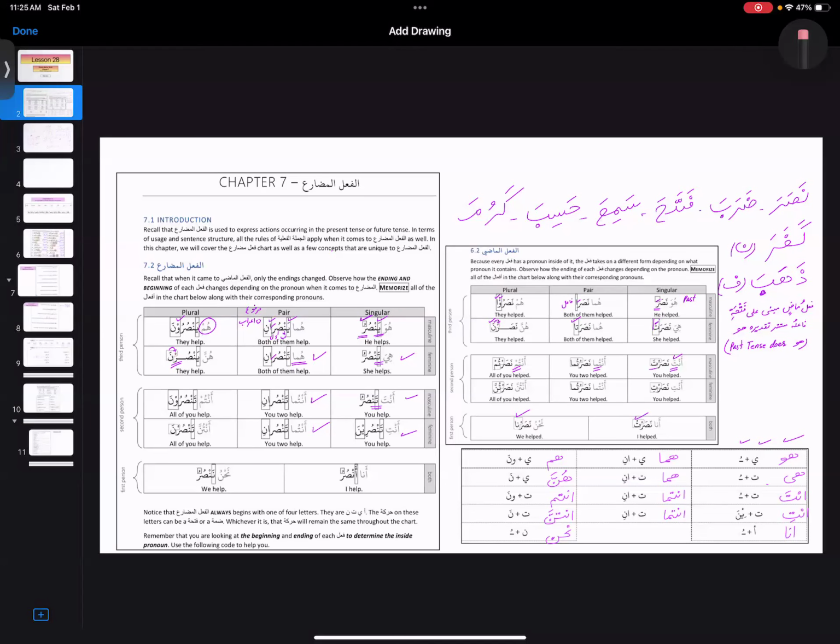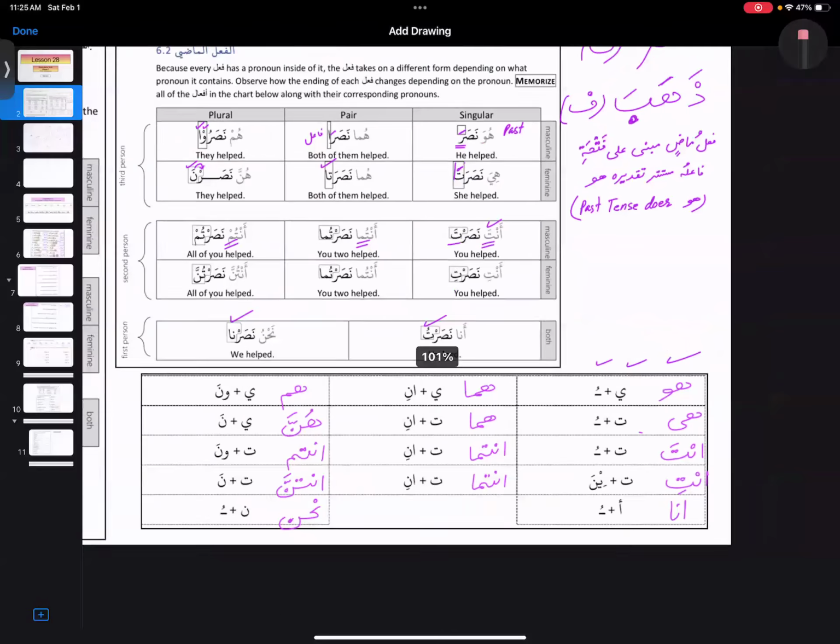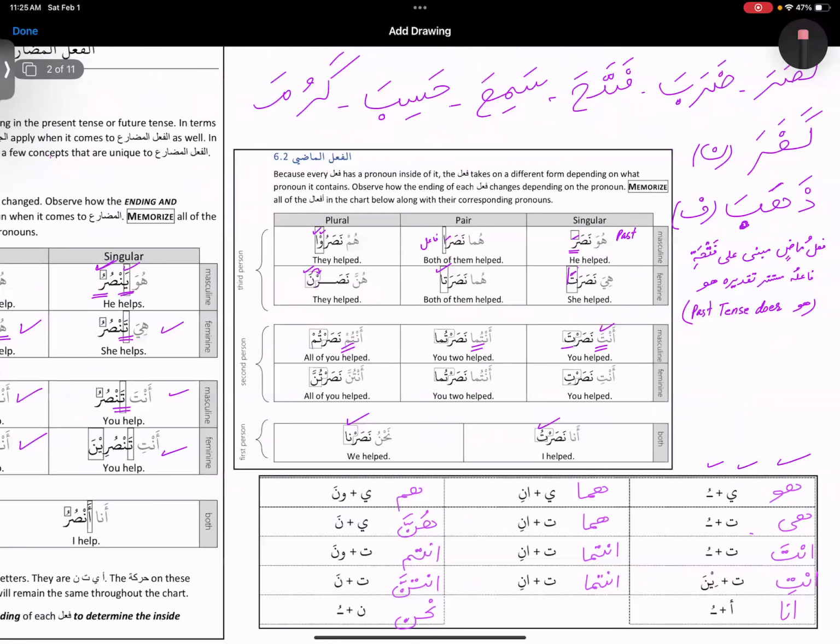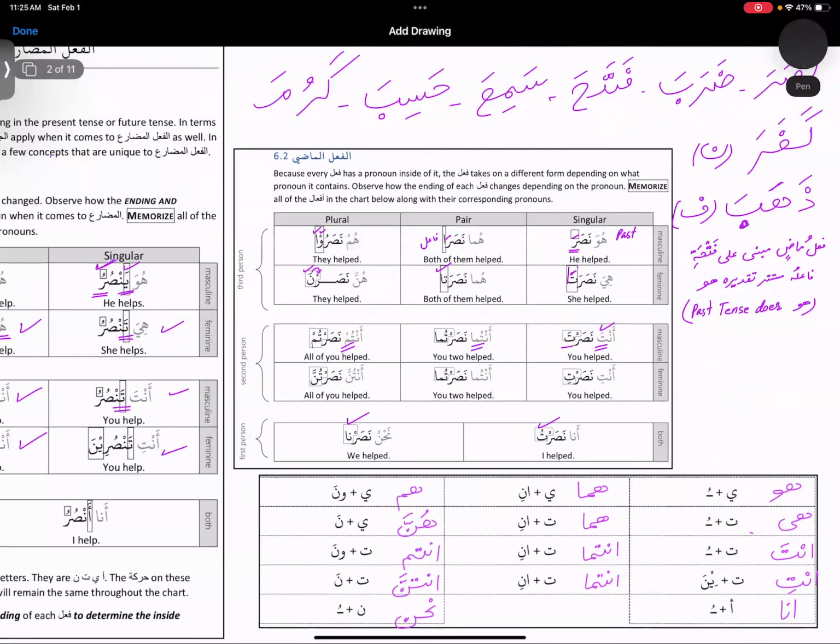Someone was asking me yesterday whether we have to memorize this chart over here. Instead of memorizing, keep them as markers. Huwa is ya at the beginning and u at the ending. Huma is ya at the beginning, ani at the ending. Hum is ya at the beginning, una at the ending. So these are the markers of Mudari. Hiya is ta at the beginning and u at the ending. We saw all these markers already.